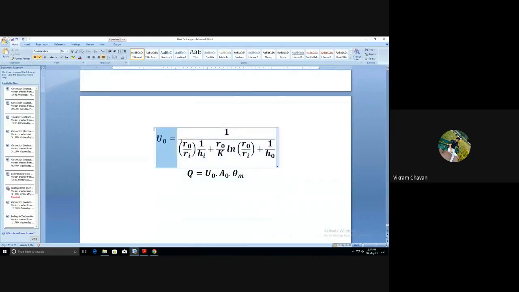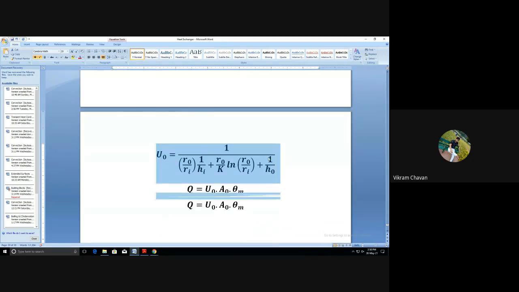So in this case, you will get U naught as 1 divided by [r naught divided by ri multiplied by 1 upon hi plus r naught divided by k multiplied by ln of r naught divided by ri plus 1 upon h naught]. Getting everyone? Is there any question, any doubt?